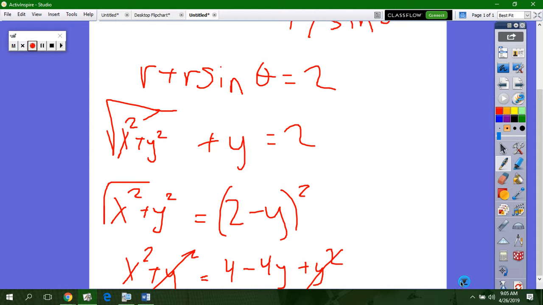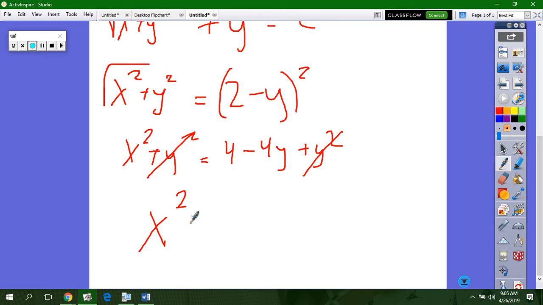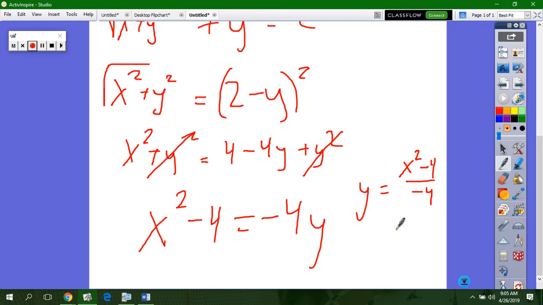Now, usually we like stuff solved for y. I don't know what they're solving for. I don't know if everything's on one side or whatever. Usually we like things solved for y, though, don't we? So x squared minus 4 equals negative 4y, so y is x squared minus 4 over negative 4, or they might have negative 1/4 x squared plus 1 equals y, or they might have everything on one side. I don't know.